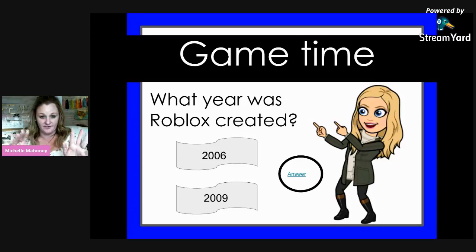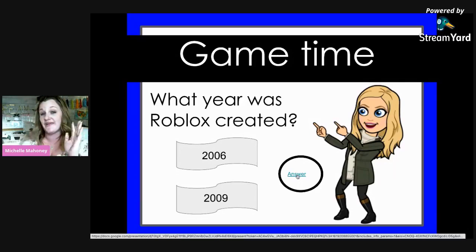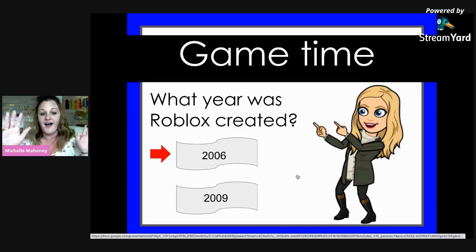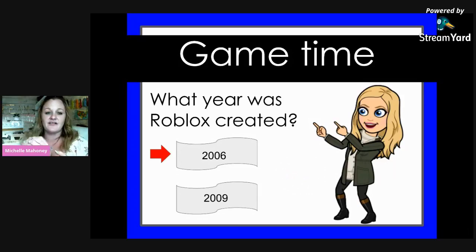Be resourceful. And then I have my answer button here. So I say, okay, what do you think? 2006 or 2009? Oh my gosh, look at that. It's 2006. So this engaging slide alone is really nice because they can see what's going on. I didn't have to flip around a lot, and they can see the new arrow there. So make your slides interactive like this. It really keeps the kids' attention.